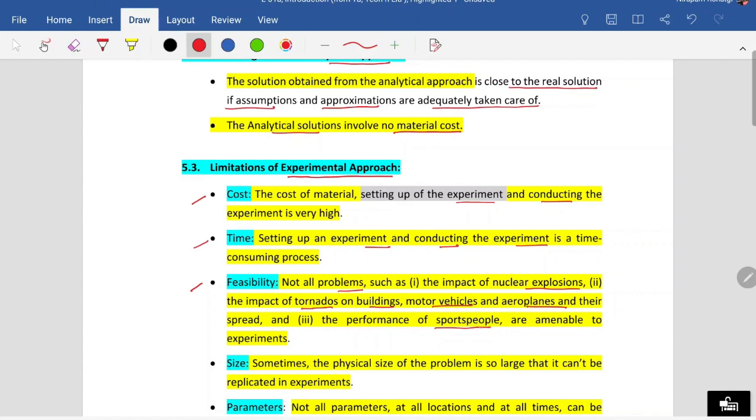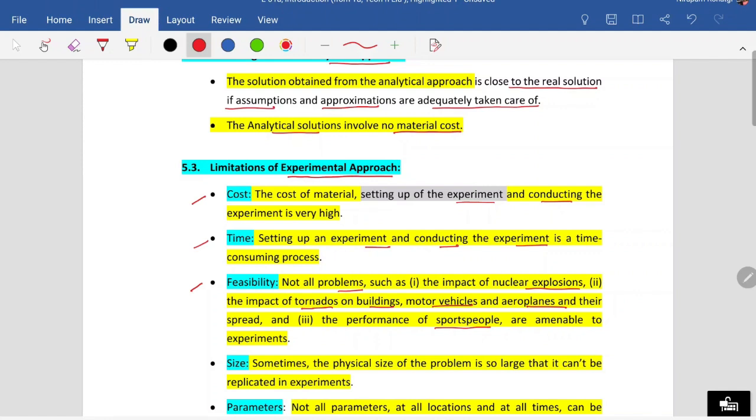Then the performance of sports people. If they are sportsmen in action, how will you study them? How will you put a probe on them? How will you take readings on them? At most you can take photographs.